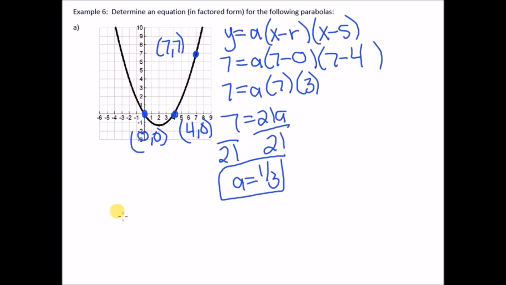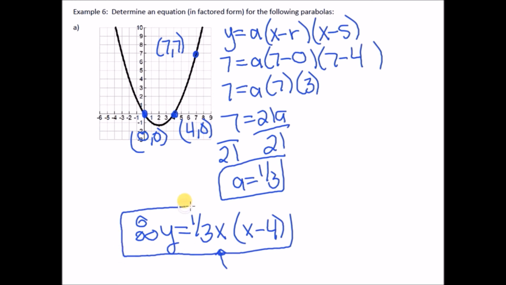We can see this is a little thicker, a little wider than the original. So our equation is y equals 1/3 x, because remember it's x plus 0, and then x minus 4. And that is the equation of this parabola.